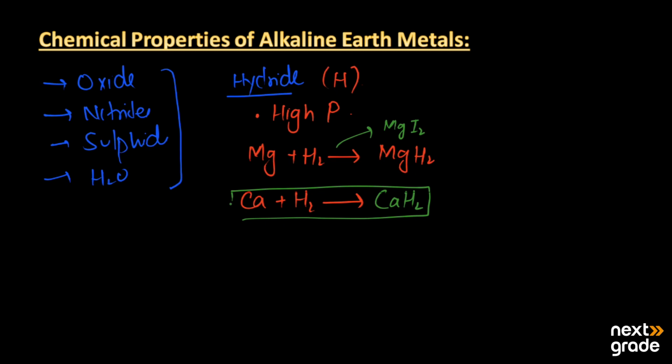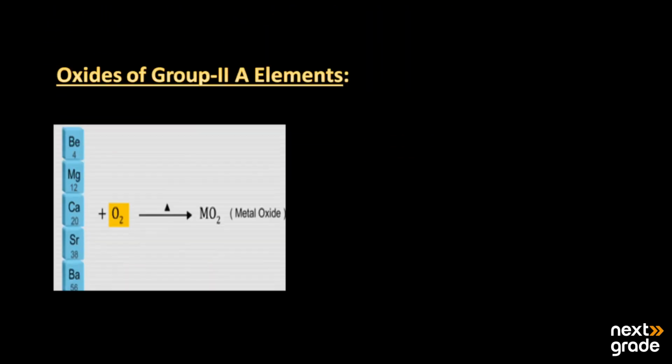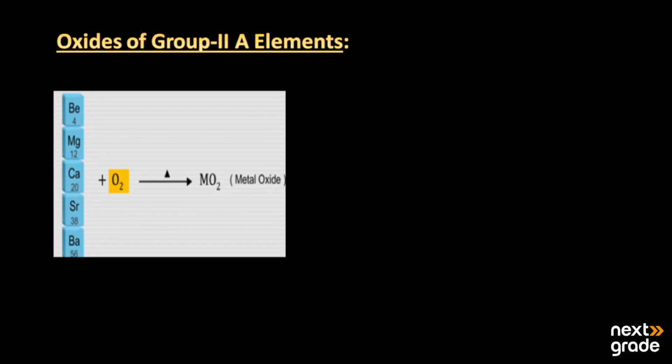After that, we have oxides of the group 2A elements. The oxides of group 2A elements means when the alkaline earth metals react with oxygen, they produce their respective oxides. So here we have the group 2 elements: beryllium, magnesium, calcium, strontium and barium. When they react with the oxygen at a given temperature, they convert into the respective oxides, and these are basically known as metal oxides, and they produce the peroxides and also the superoxides.